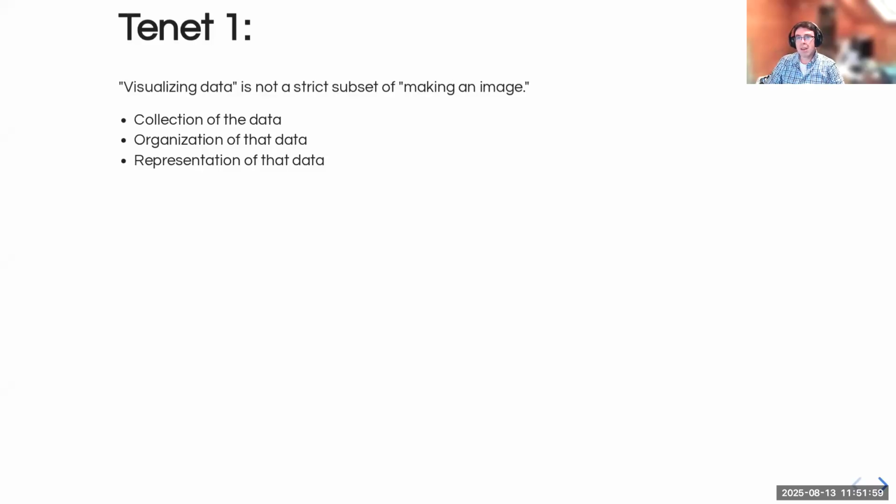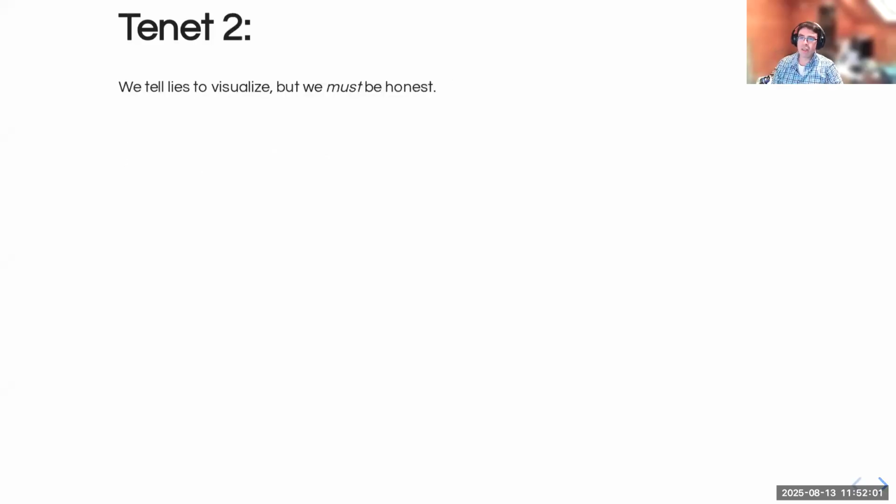The second tenet, and this is the one that I really want you to take away from this, is that we have to tell lies to visualize. It's a reductive operation, and the sin of omission, the lie of omission, is one that is unavoidable. But in doing so, we have to retain our fundamental honesty. And this is the most important thing in my book. We have to be honest when we represent things.